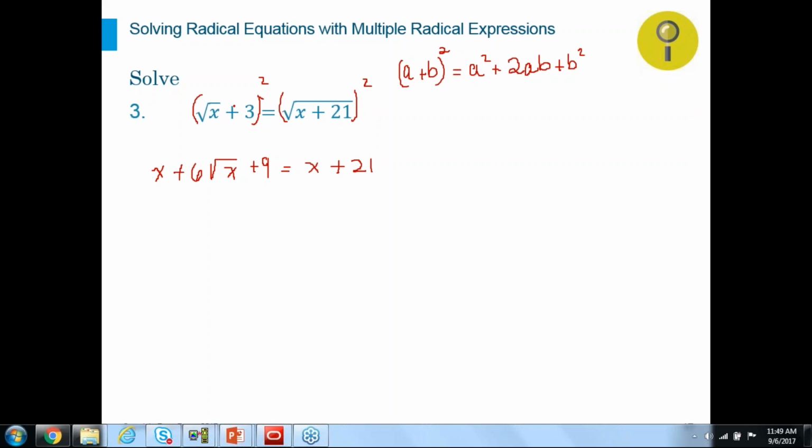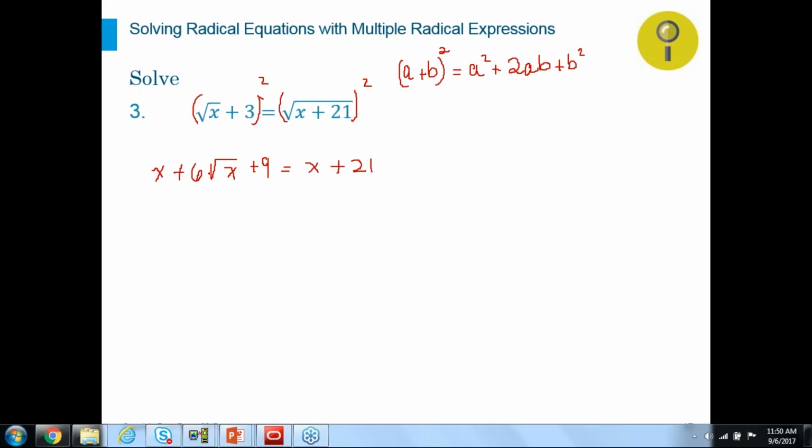When you square a binomial, meaning when you square two terms together, you need to follow the rule. Square the first, square the second, and then multiply first times second times 2. And this is what we have done. Square the square root of x would give you x. Square the 3 will give you 9. And then multiply first times second times 2. So that will give you 6 the square root of x.